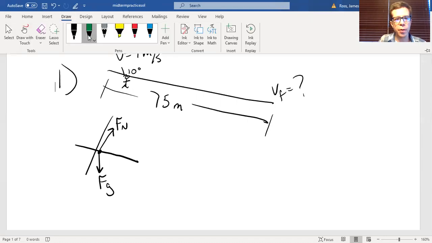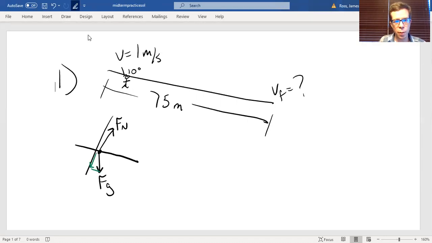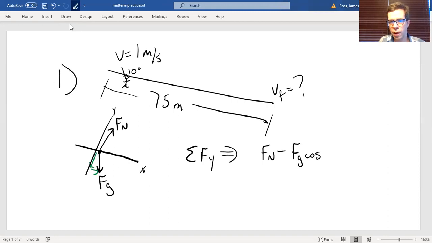If we look at our components here, we're going to have normal forces in our y direction for our rotated y-axis. We'll get the normal force minus Fg cosine theta equal to 0. Remember that the y component here is cosine because the angle of incline is the same as the angle between the y-axis and the vertical.